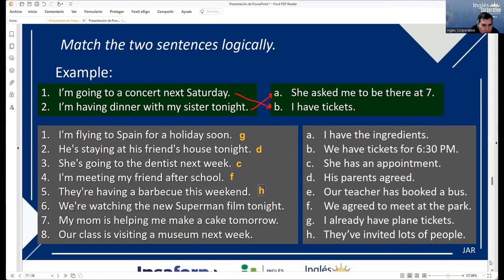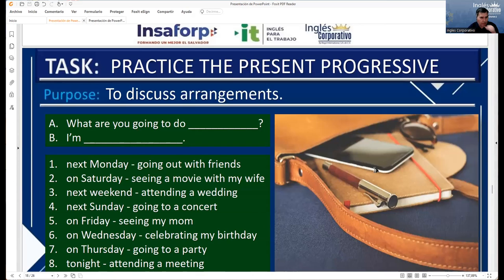H. We are watching the new Superman film tonight. B. We have tickets. We have 6:30 p.m. B. Your bingo. Okay. My mom is helping me make a cake tomorrow. I have the ingredients. Our class is visiting a museum next week. Letter E. Our teacher has booked a bus. Perfect. Sorry, let's move on.